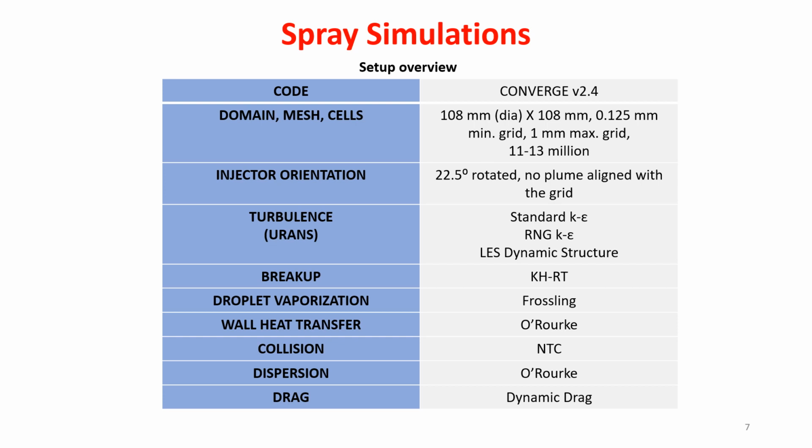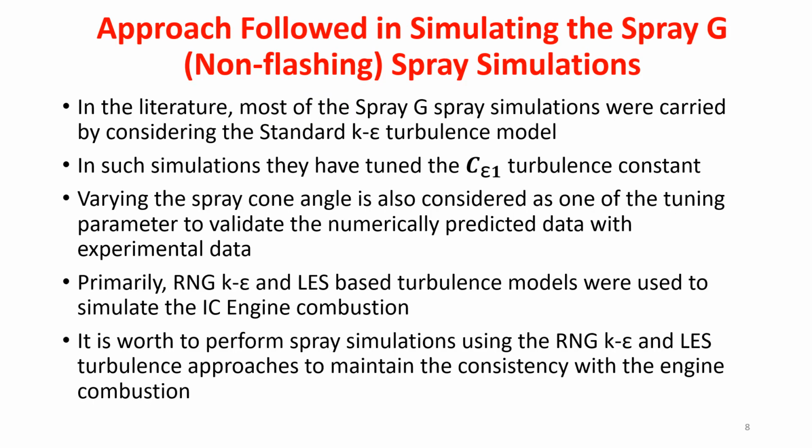The maximum grid size is considered as 1 mm and the minimum grid size, based on the embedding and AMR, is obtained as 1.125 mm. The majority of the simulations were carried out using the RNG K-epsilon turbulence model. A few simulations in this non-flashing case were also carried out using the standard K-epsilon and LES turbulence models. The spray breakup is modeled using the KHRT model, and droplet vaporization by the Frossling equation.